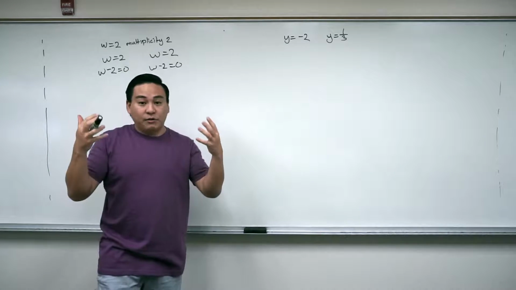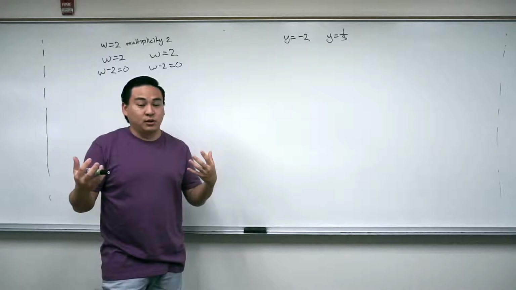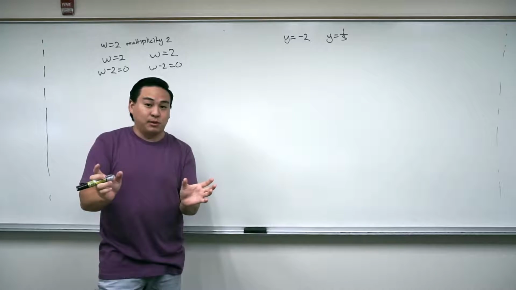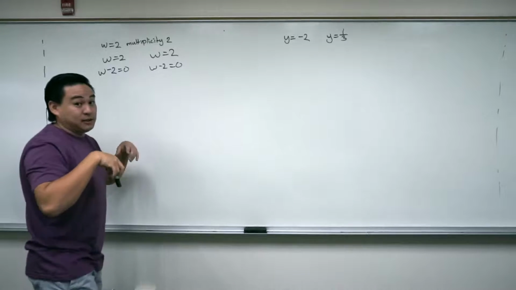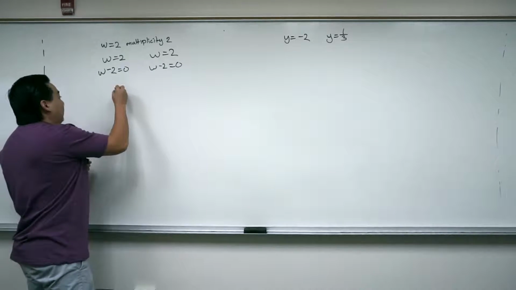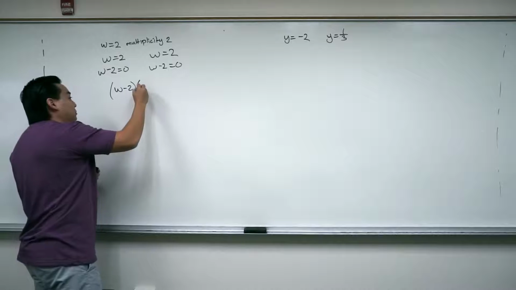So we have these two properties. Well, how did we get those when we factored? We had the factors and we set them equal to 0. So that tells you that each of these two things is a factor of the polynomial. And factors are written as multiplication.